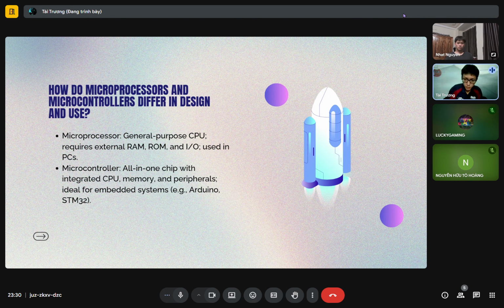Number one, how do microprocessors and microcontrollers differ in their design and use? A microprocessor is a general purpose CPU that requires external RAM, ROM, and I/O, used in PCs. A microcontroller is all in one chip with integrated CPU, memory, and peripherals. Ideal for embedded systems, for example Arduino and STM32.